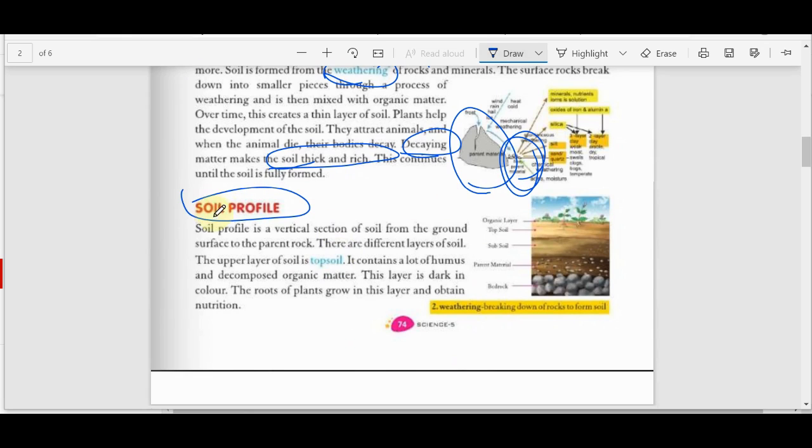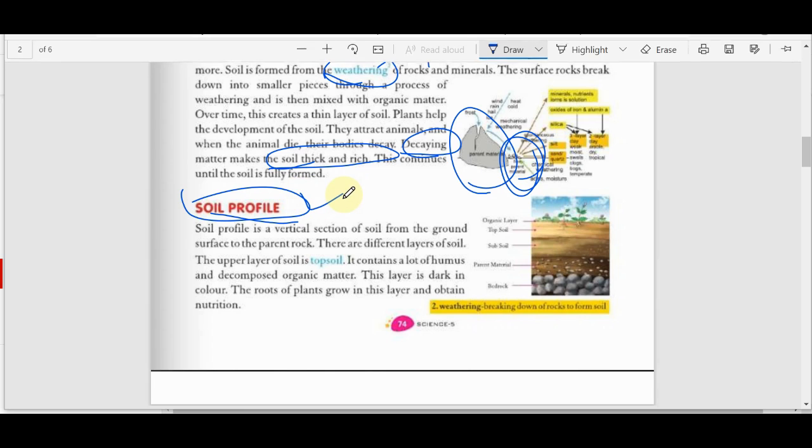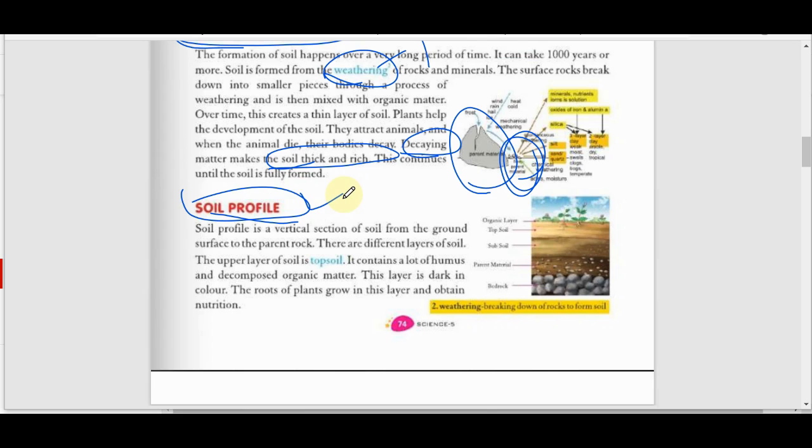You will see here the soil profile. What is the meaning of soil profile? The soil profile is a complete picture of how our soil is formed and what is inside our soil. If you see in this picture, we classify our soil into a few layers. First is known as the organic layer. The organic layer is the upper layer of our earth's surface. Then the second layer is known as the topsoil, third is the subsoil, fourth is the parent material, and fifth is the bedrock. Bedrock is the large rock material.